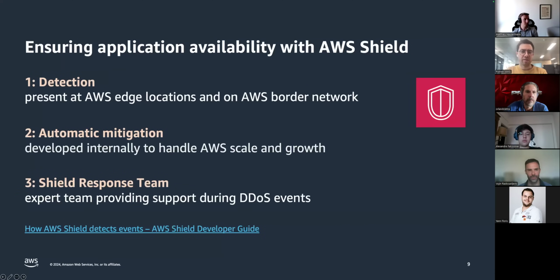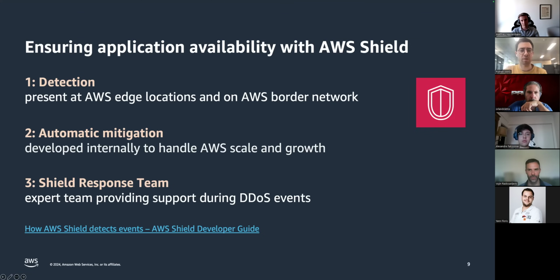Also, AWS protects its infrastructure and customers against DDoS attacks thanks to 3 components. First would be the detection system based on different signal sources, for example, from AWS network devices and AWS service logs. We have automatic mitigation based on scrubbing technology that AWS developed internally to handle our scale and growth of the cloud infrastructure AWS operates.